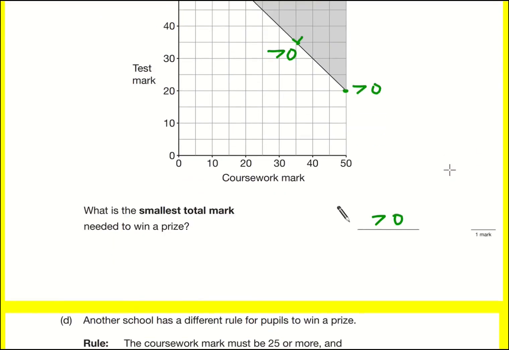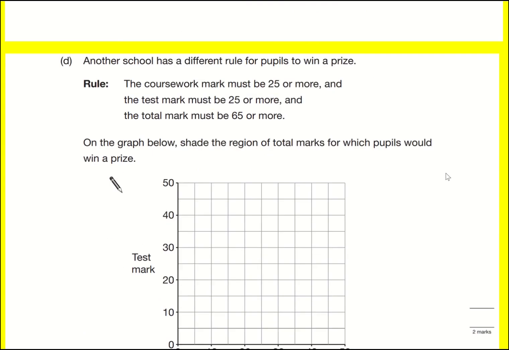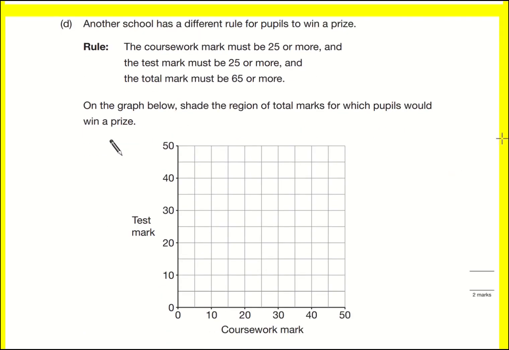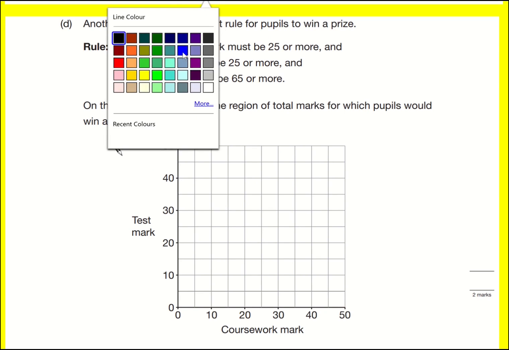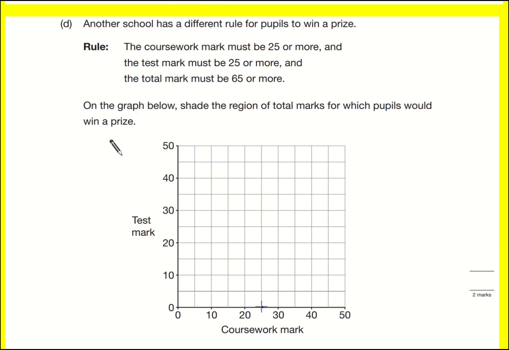Now we are nearly done, but not quite. There's just this other part D to deal with. So another school has a different rule for pupils to win a prize. The coursework mark must be 25 or more, test mark must be 25 or more, and the total mark must be 65 or more. And we're asked to shade the region of total marks for which pupils would win a prize.